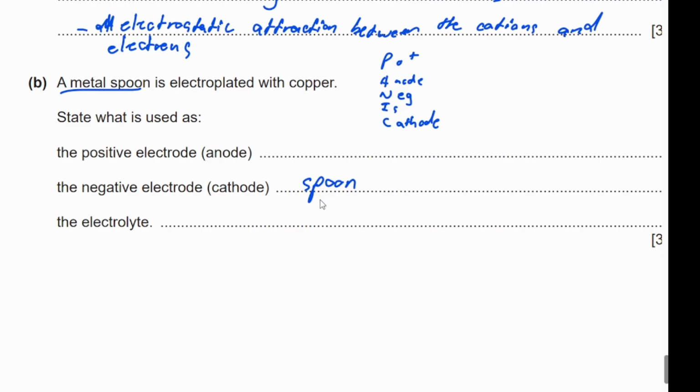So the thing you want to electroplate the item with would always be the anode. I'm going to electroplate the spoon with copper, so the anode would be copper. And finally, the electrolyte has to be a salt of this metal. So in this case, I can put copper(II) sulfate solution. Basically, it needs to be in solution form or aqueous. It can be any copper salt that can dissolve in water.